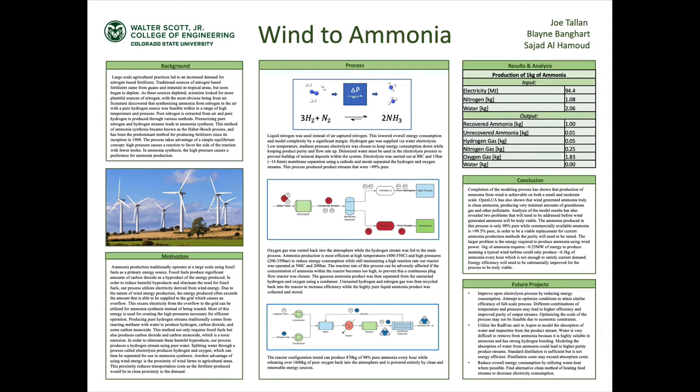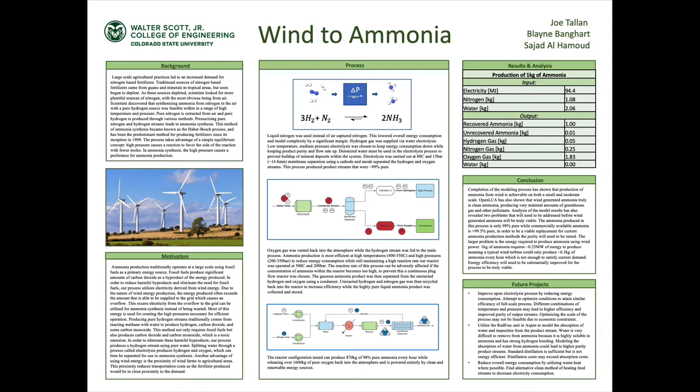And the bottom half of that table lists all the outputs, being the recovered ammonia, which would obviously be 1 because the system is normalized to 1 kilogram of ammonia. And our unrecovered ammonia was only 0.01 kilograms per kilogram of ammonia. Then our hydrogen and nitrogen outputs were quite low, which is good, and our oxygen output was quite high.